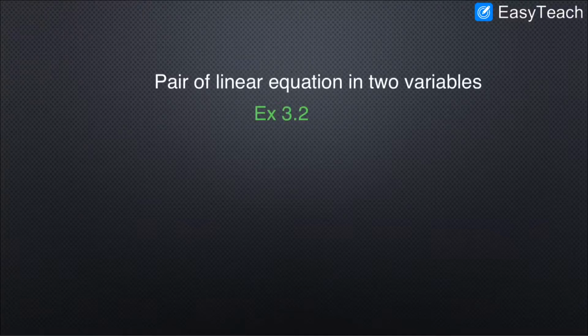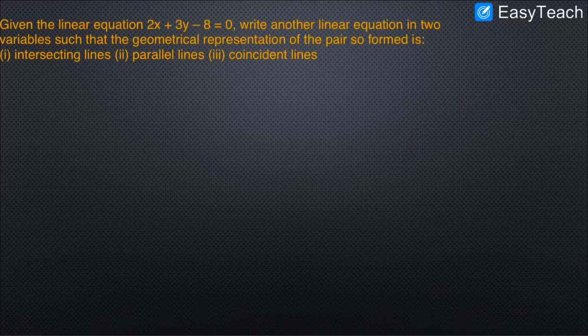This is lesson 3, pair of linear equations in two variables, exercise 3.2, and the question number is 4. First I read the question. The given linear equation is 2x plus 3y minus 8 equals 0. Write another linear equation in two variables such that the geometrical representation of the pair so formed is intersecting lines, parallel lines and coincident lines.